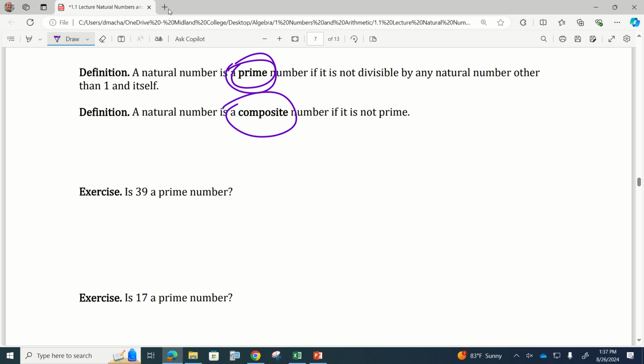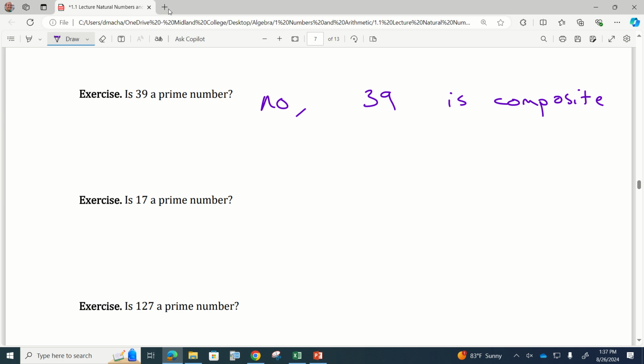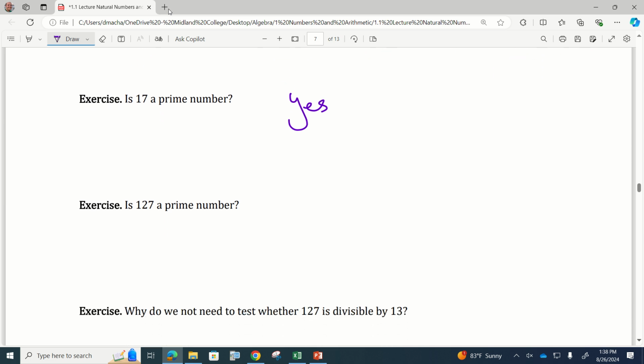Is 36 a prime number? No. No? So we say, oh, I said 36. 39. 39 is composite. Is, yeah, 3 times 13. Is 17 a prime number? Yes, it is. Nothing divides 17. Is 127 a prime number?